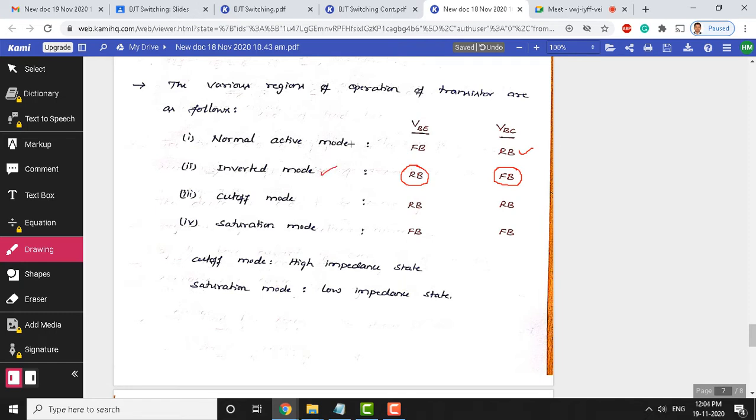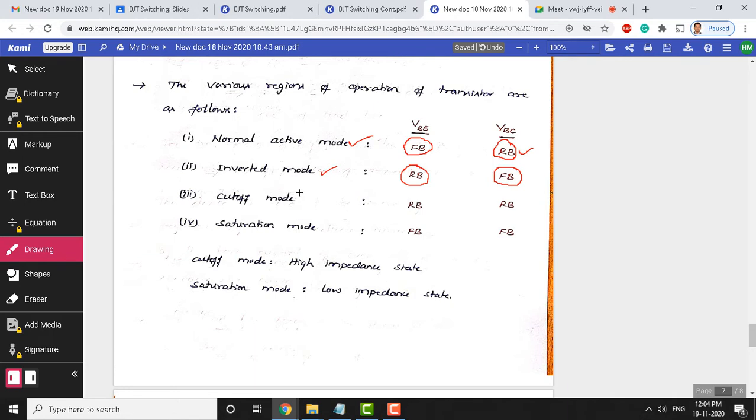Okay, so normal mode is preferred in most of the amplifiers when we want to use BJT as an amplifier. So then it expects base emitter junction to be forward biased and collector base junction to be reverse biased here. Okay, so here the emitter will inject the charge carriers, collector will collect the charge carriers. That's the difference between normal active mode and inverted mode. The roles of emitter and collector are interchanged between these two modes.